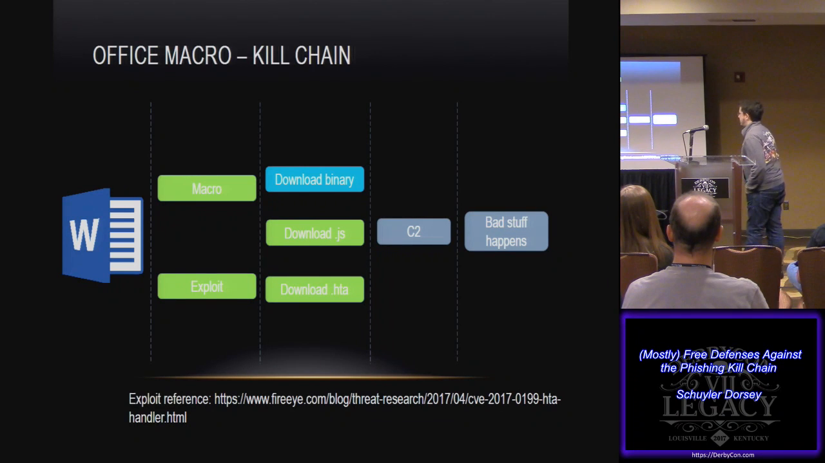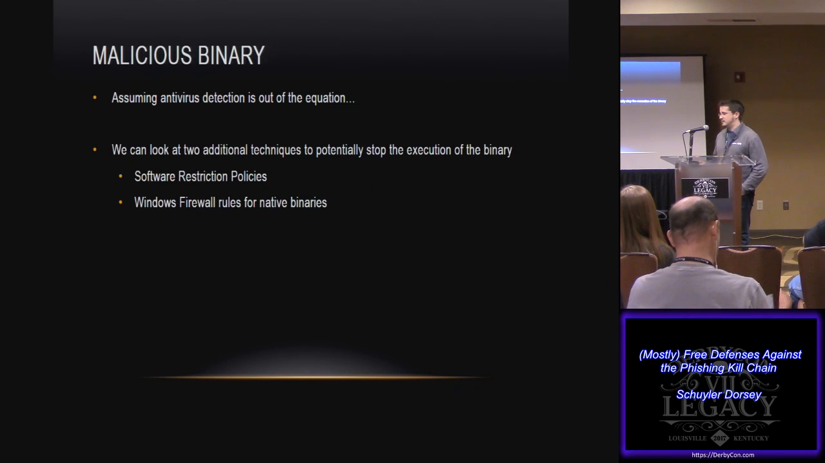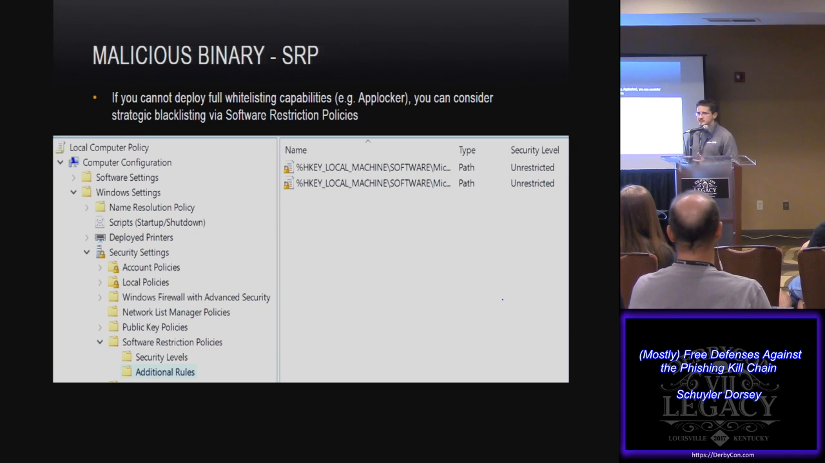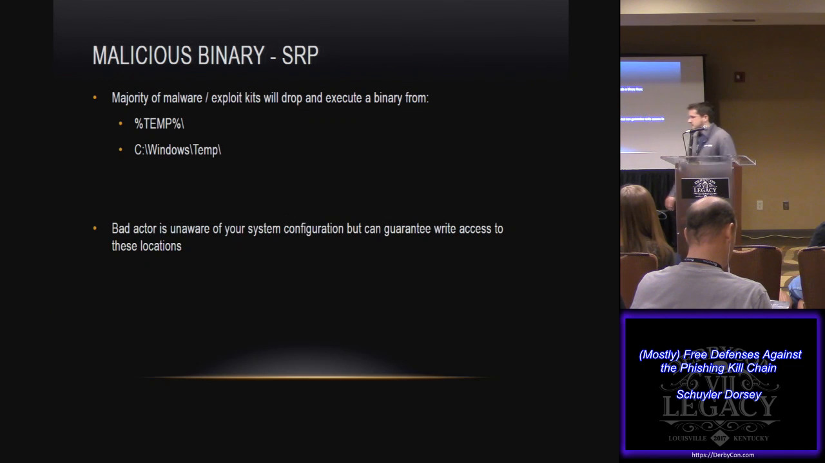So for restriction policies within group policy, the other one would be Windows firewall rules to actually firewall native binaries on the system. So software restriction policies are pretty cool. If you can't do full application whitelisting, you can strategically deploy locations within the operating system that are going to be blacklisted from running executables. It's under group policy, under the security settings.